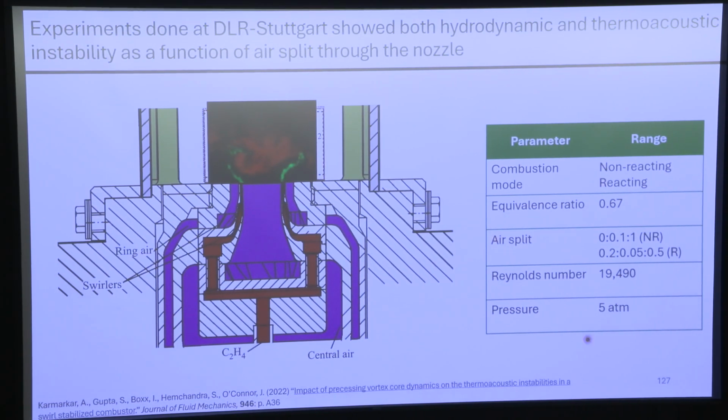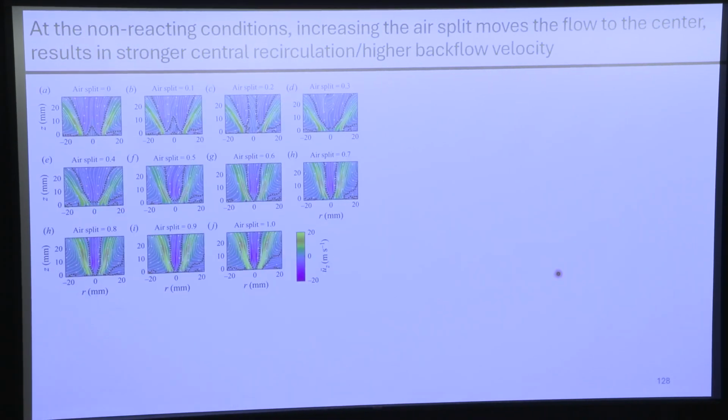It was at a pressure of 5 atmospheres, pretty high Reynolds number. So looking at the non-reacting data, this is no flow through the center, this is all the flow through the center. You can see this big recirculation zone starts to form. You get a much tighter swirling flow, much stronger swirl because of the way that this is set up.